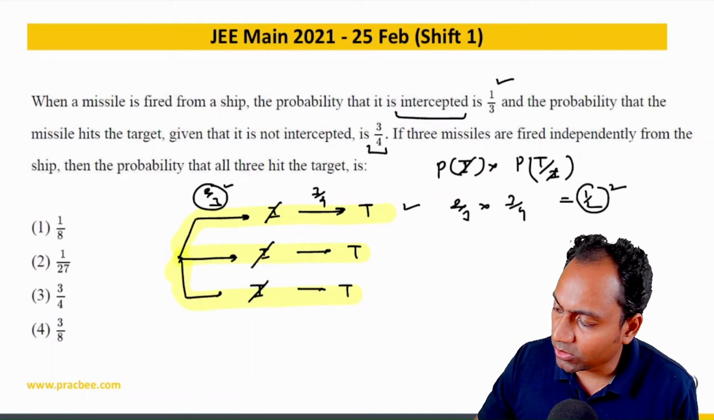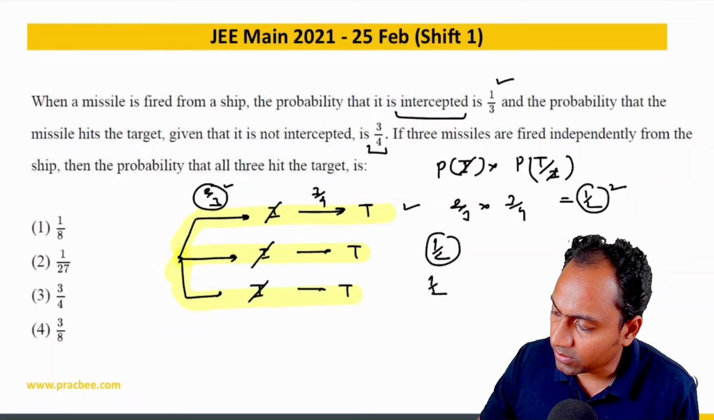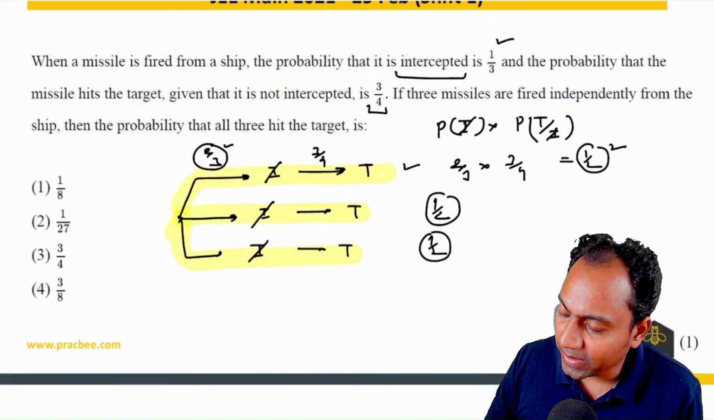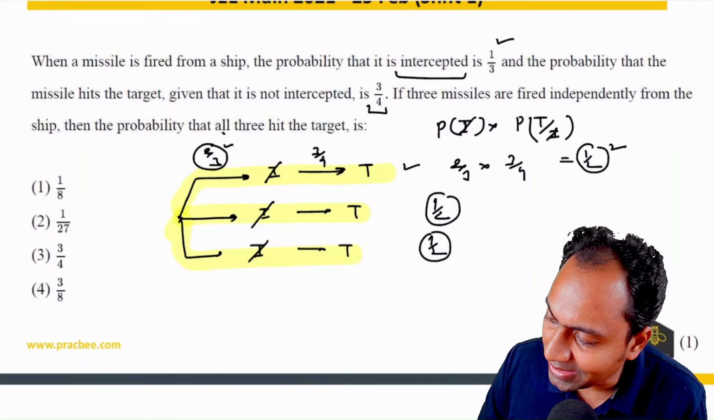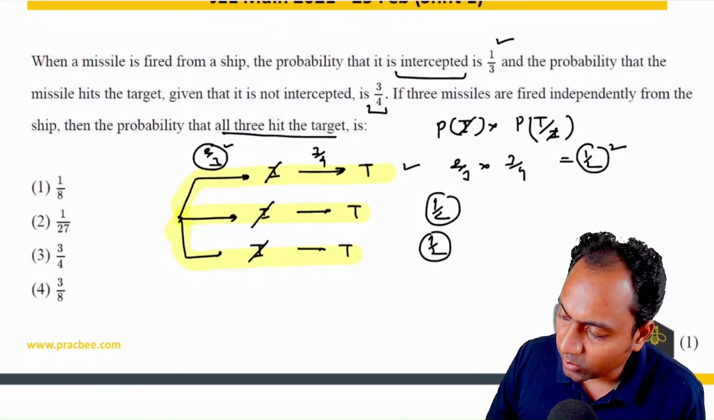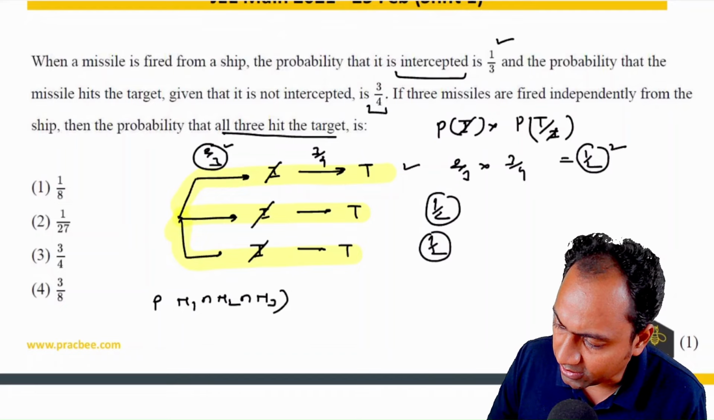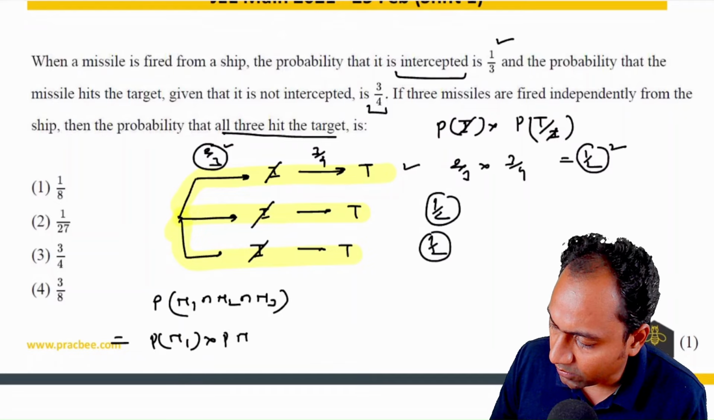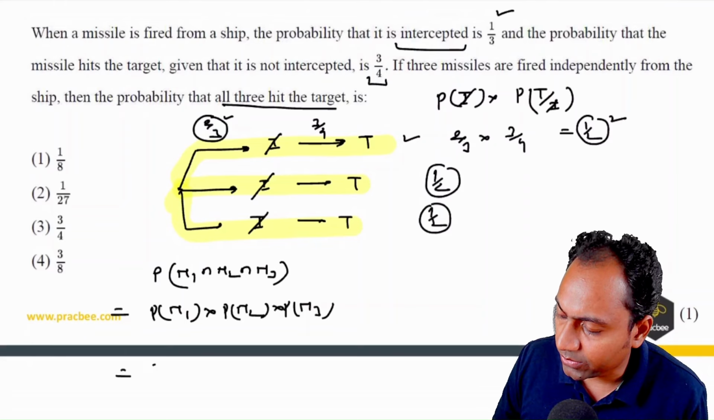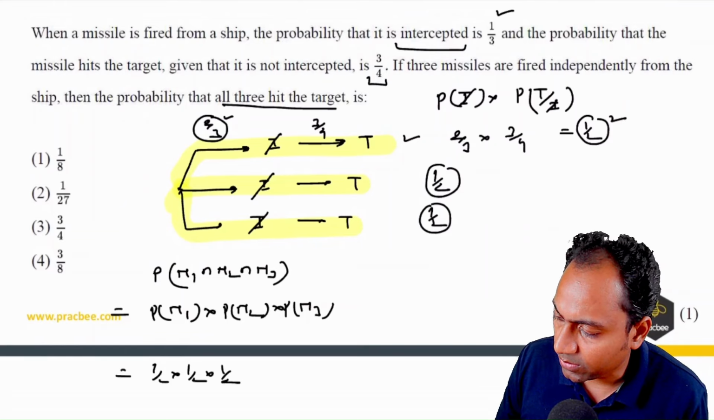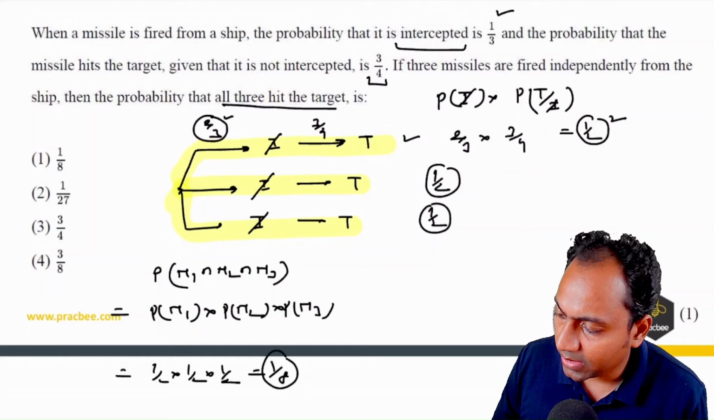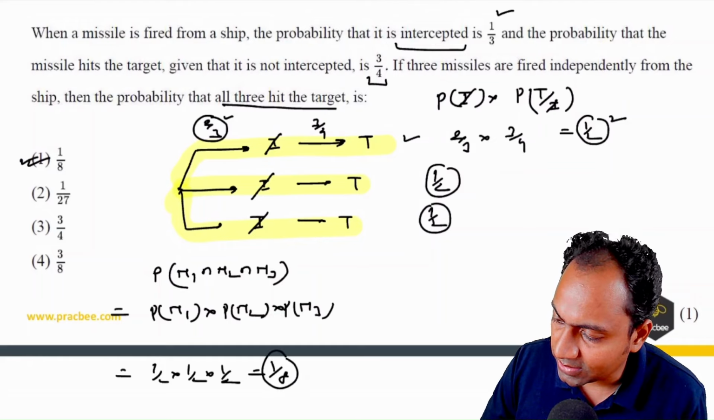Now this 1/2 will also happen in the second case, and this 1/2 will also happen in the third case. And since these are independent events, for all of the 3 to hit the target, the probability would be P of missile 1 hitting the target, intersection missile 2 hitting the target, intersection missile 3 hitting the target, which would be nothing but P of missile 1 into P of missile 2 into P of missile 3. And this is nothing but 1/2 into 1/2 into 1/2. That is nothing but 1/8. And if you check the options, A option is getting satisfied.